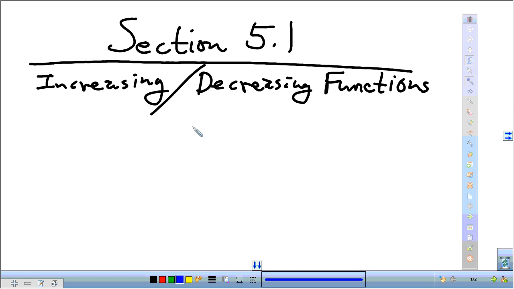In Section 1, we're going to look at ideas of increasing and decreasing curves or functions. Very important in real-world settings.